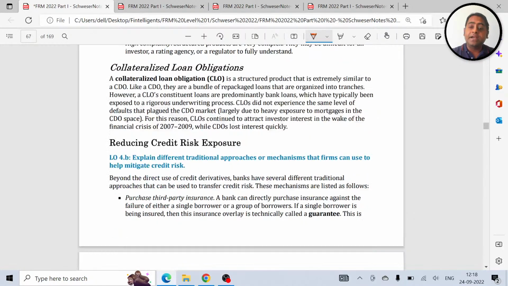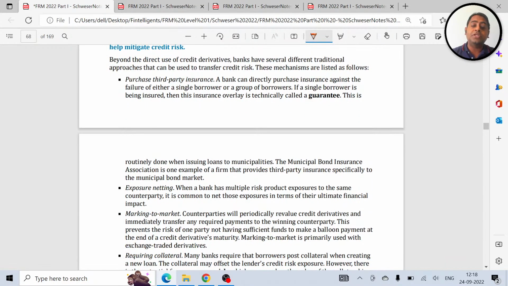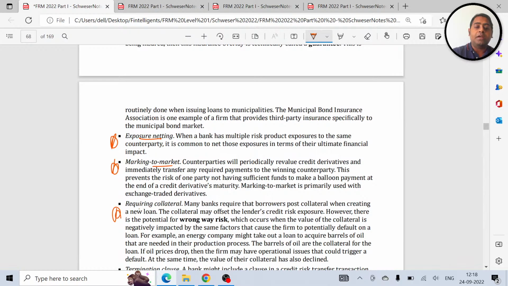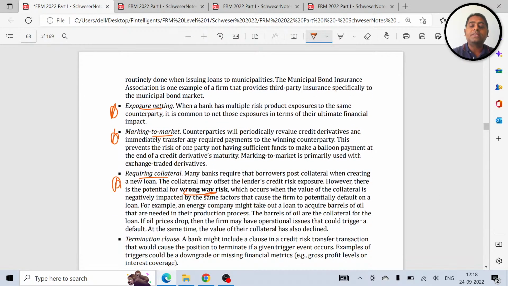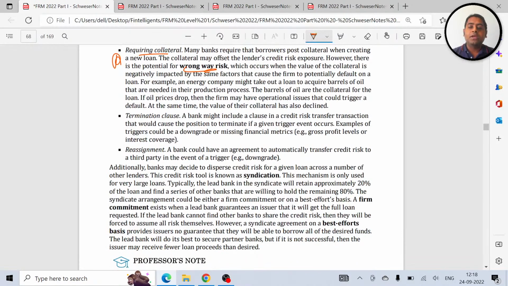Next is reducing credit risk exposure. Now, the historical mechanism of maintaining credit risk. Especially this exposure and mark to market part is very, very important, and the collateral part is very important. Now, wrong way risk is there as a reference point over here. In level 2, they test more on wrong way risk, not in level 1. So these things are good.